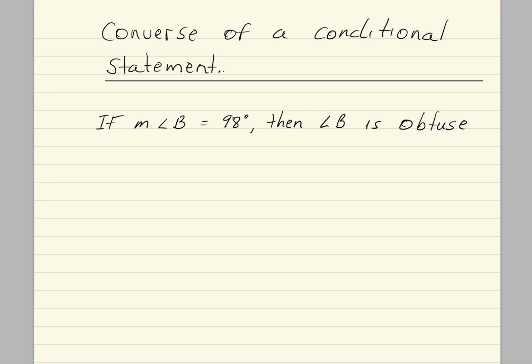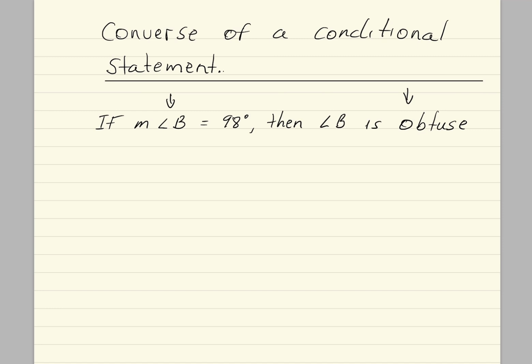So today we're going to learn what the converse of a conditional statement is and how to write one. So I have an example here to use. If the measure of angle B is equal to 98 degrees, then angle B is obtuse. So that's a conditional statement, and remember, a conditional statement has the hypothesis and the conclusion.